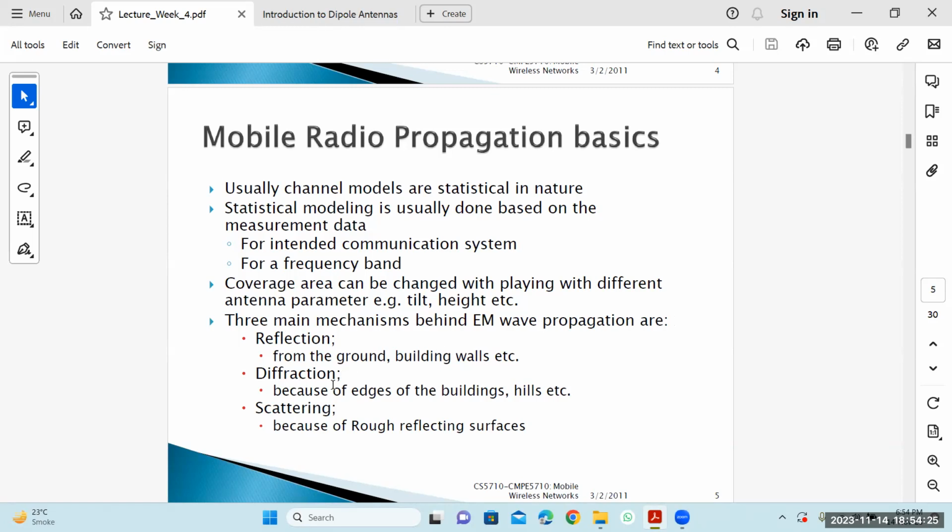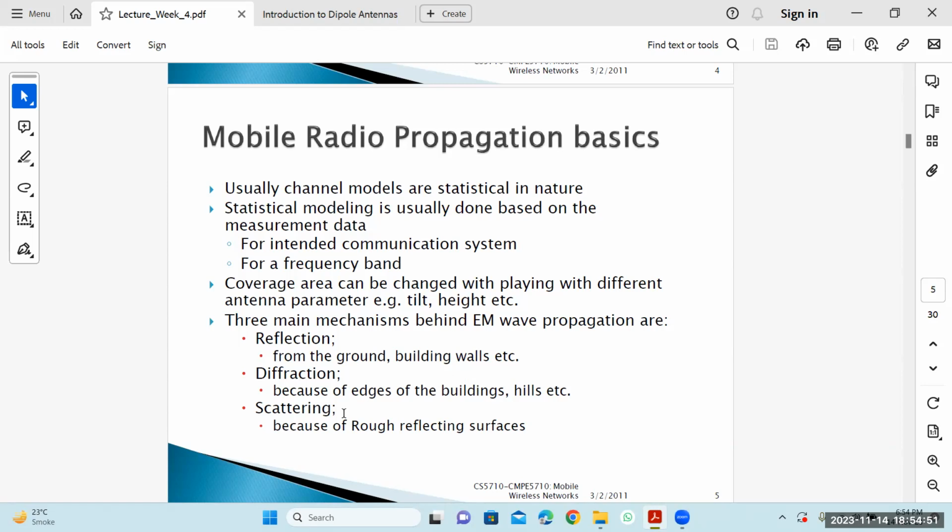Then we have something known as diffraction. This is because of the edges of buildings and hills. So we're not talking about a massive chunk or a building. Rather, we're talking about the edge of the building. So in that case, we will not say a reflection has taken place. Rather, diffraction is the mechanism that would be caused because of that.